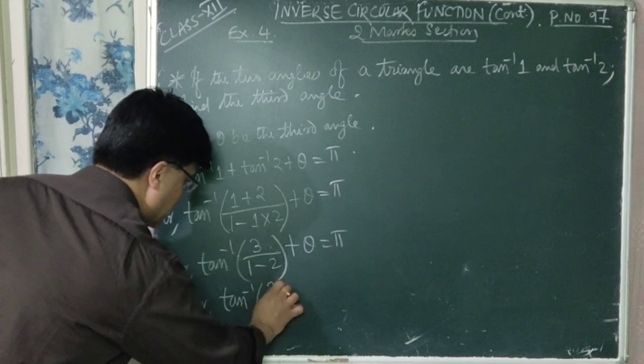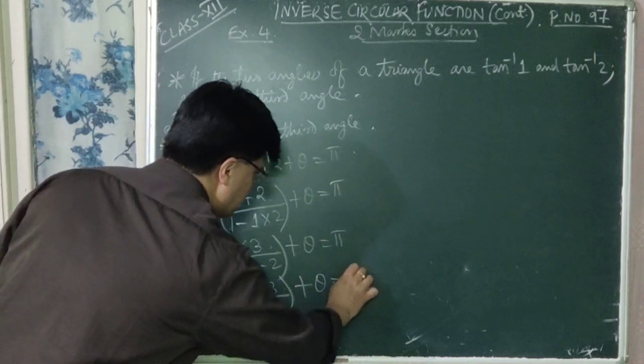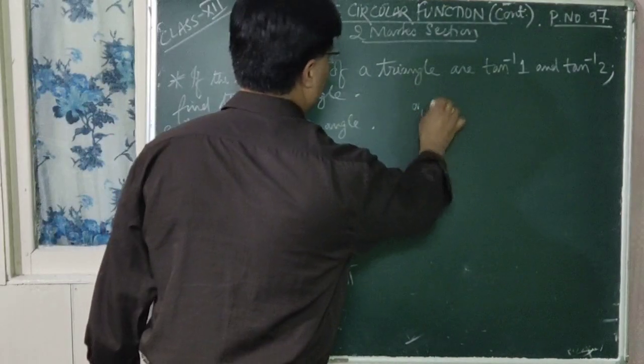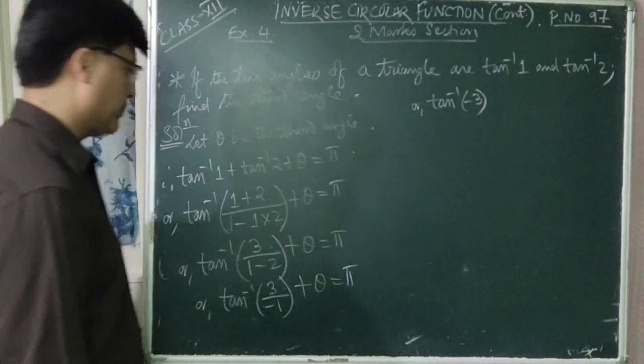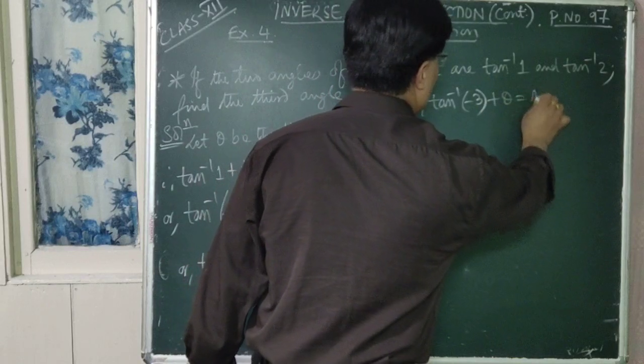Tan inverse 3 divided by minus 1 plus theta is equal to pi, right? Or tan inverse within bracket minus 3, right? Then plus theta is equal to pi.